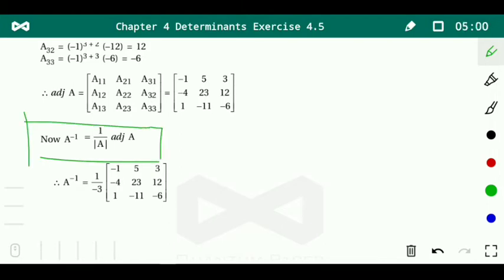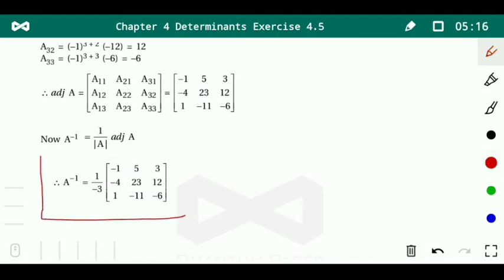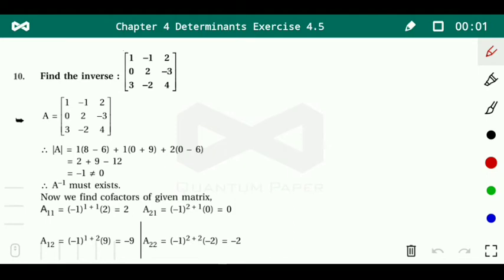Now we have to put the value of determinant of A, which is minus 3. It was already found above. And put the value of adjoint of A, which is minus 1 5 3, minus 4 23 12, and 1 minus 11 minus 6. So our final answer is 1 upon minus 3 into minus 1 5 3, minus 4 23 12, and 1 minus 11 minus 6. Okay, next question number 10.